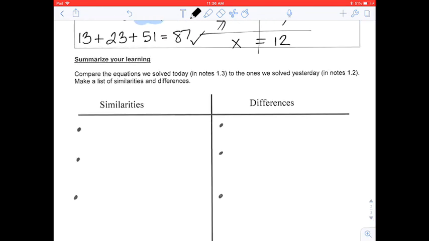All right, summarize your learning. This one is going to be all you. This is just completely up to you. I would like you to compare the equations we solved today to the ones we solved yesterday. So our multi-step equations compared to our 1- and 2-step equations. You are going to make a list of things that are similar and a list of things that are different between the 2 days. I will see you tomorrow when we look at some more multi-step equations on 1.4.